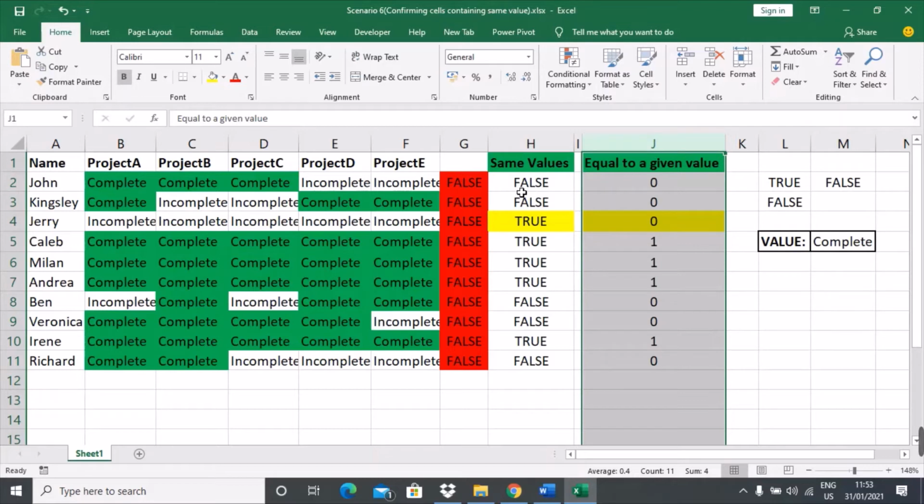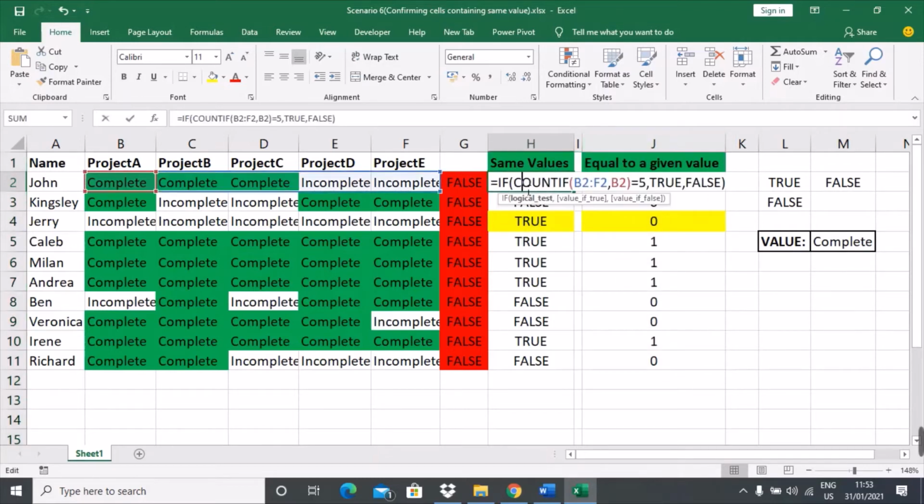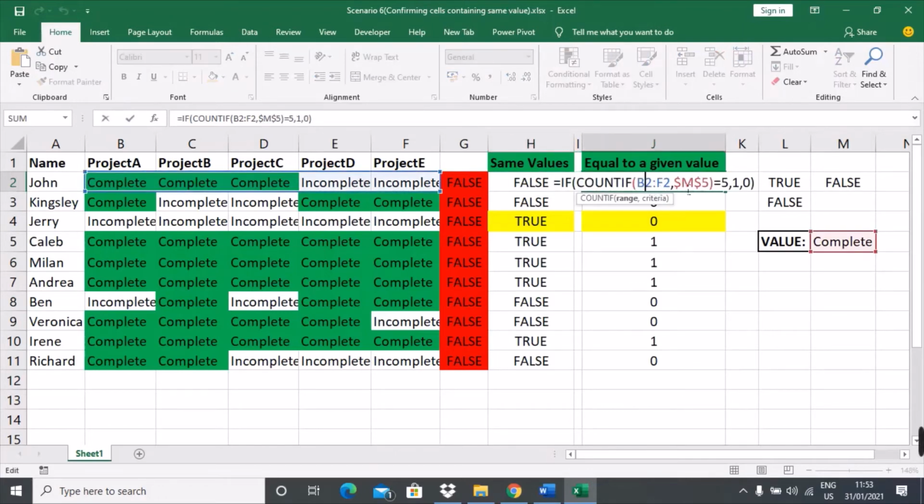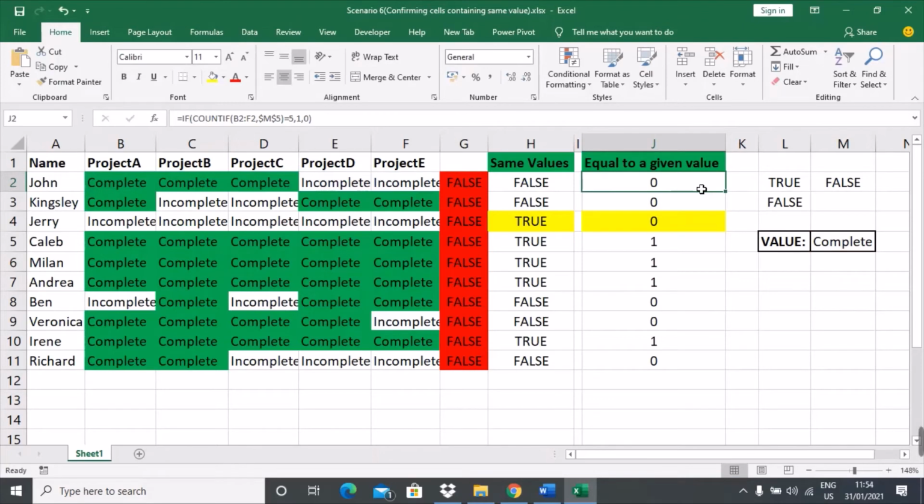The major difference between H and J is that the second parameter of the COUNTIF is not the same. The formula in column H uses the first value from the range of values to be compared. It can also use any value from the range to be compared. This is because it is checking if all values in the range are the same, while the formula in column J references a given value because it is checking that all values are equal to that given value. And here our given value is complete.